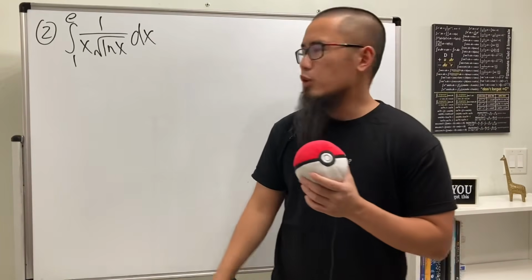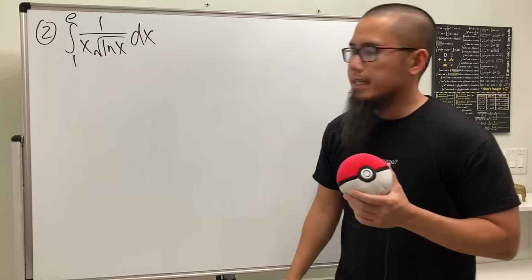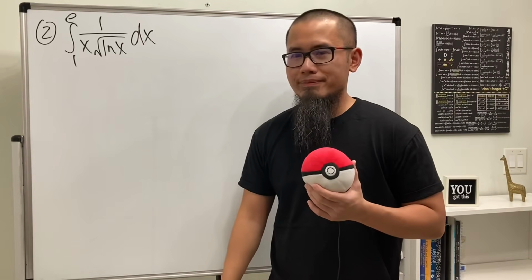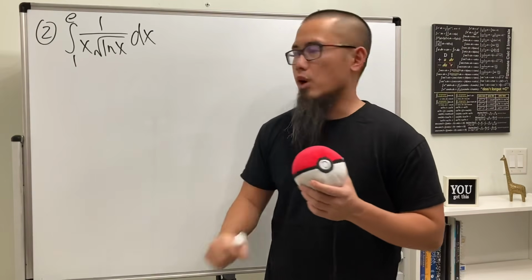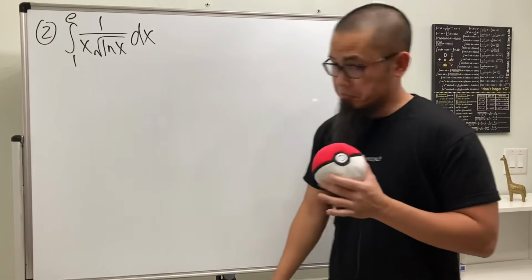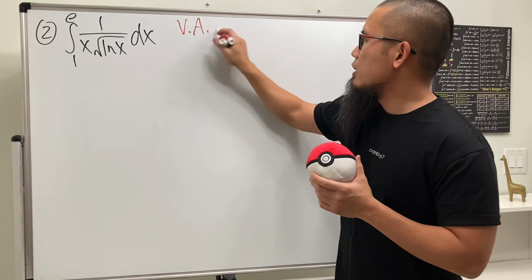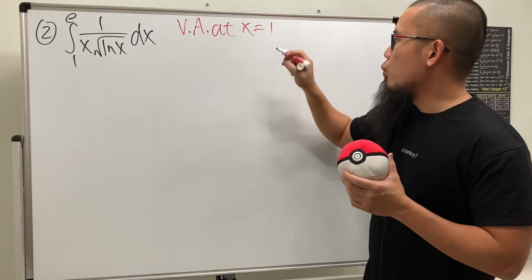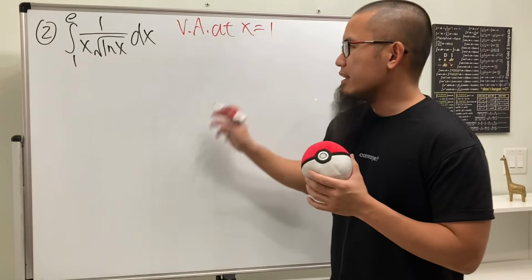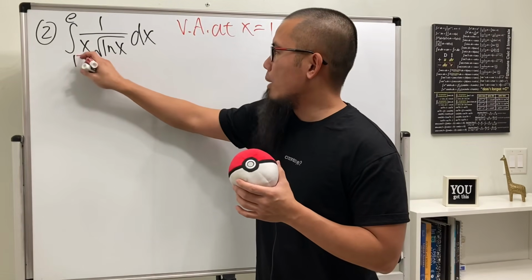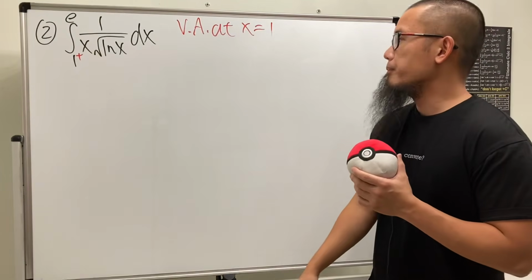For number 2, we have the integral going from 1 to e of 1 over x times square root of ln x. So where is the vertical asymptote? 1. Because when you put 1 inside here, ln 1 is 0, and that will make the whole bottom 0. So here, let's go ahead and just indicate that we have a vertical asymptote at x equals 1. And of course, we can take care of this easily with u sub. And again, here, this is technically 1 plus then, because again, we have to avoid exactly 1. Take the limit, that's the idea.